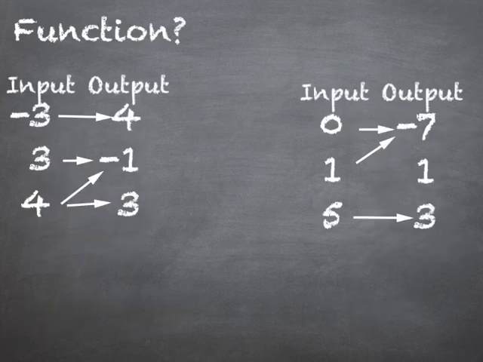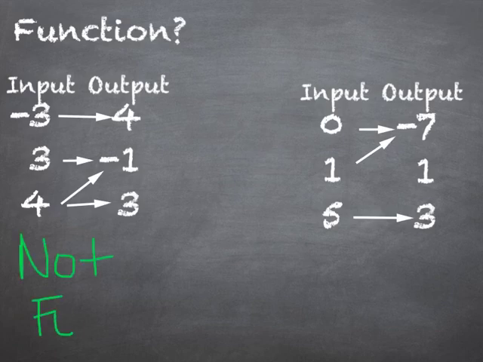They'll also give us mapping diagrams to look at. The little arrows are saying which number that input is grouped to. So -3 is grouped to only 4. 3 is grouped to -1. 4 is grouped with -1 and 3. So since it is grouped with more than one output, this one is not a function.